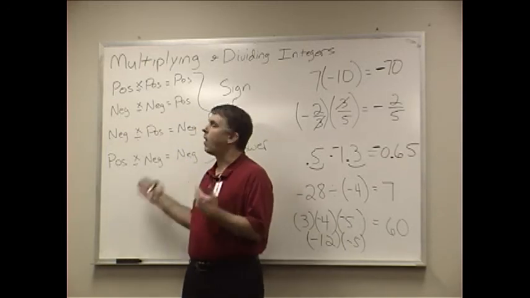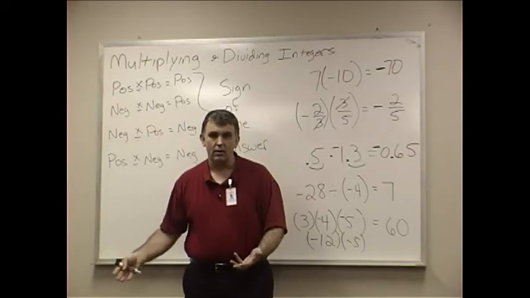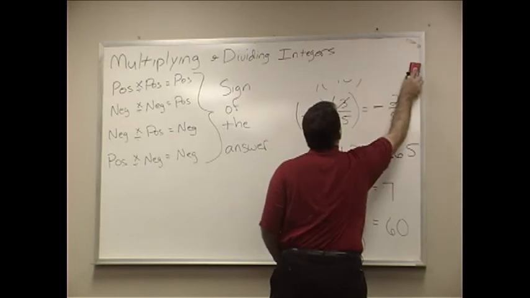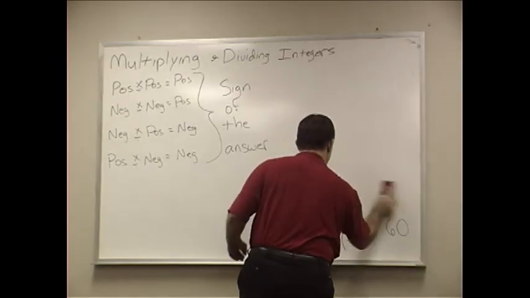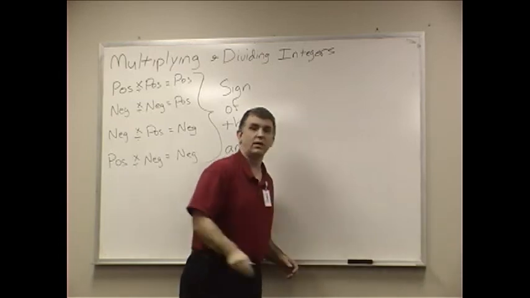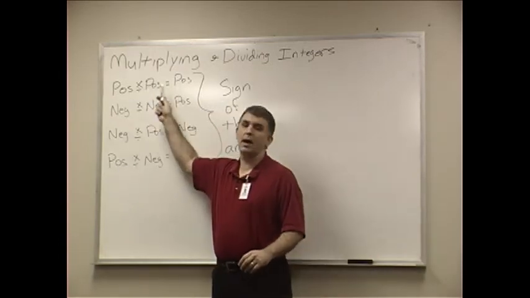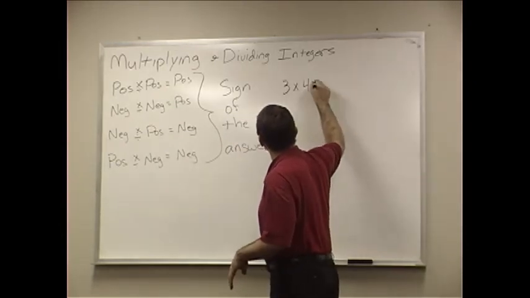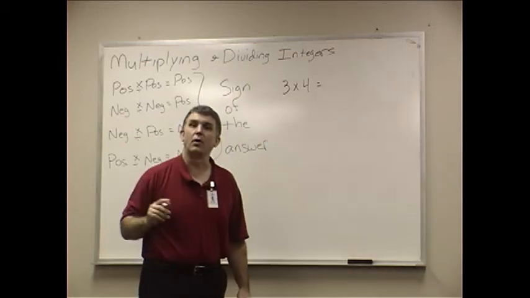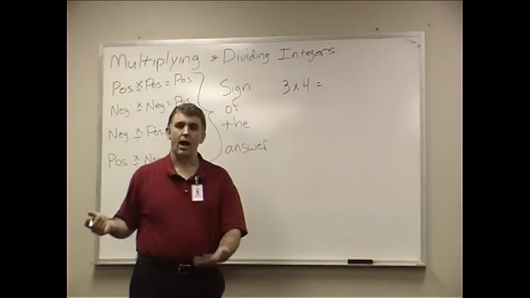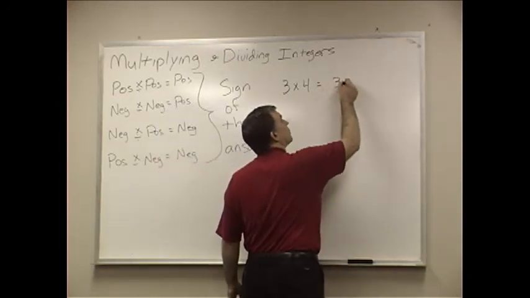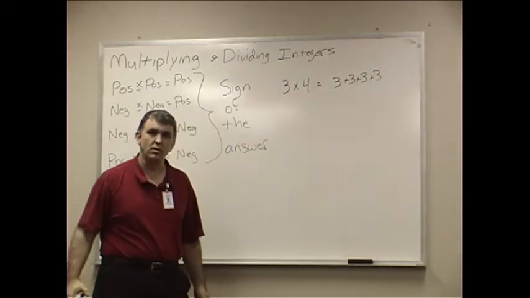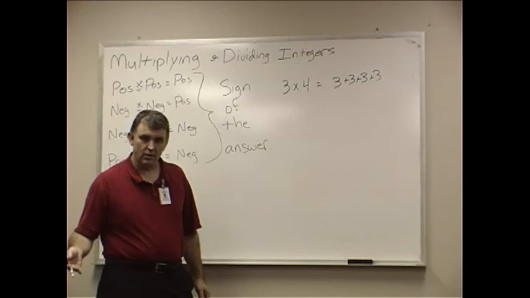Now, why are these rules like this? Where did this come from? Need a little board space here. The positive times a positive, that's the easiest one to explain. I'm going to use 3 times 4 as my example for all of these. What does 3 times 4 mean? It means 3 plus 3 plus 3 plus 3 if we go back to the definition of multiplication. It's how many times 3 is added to itself.